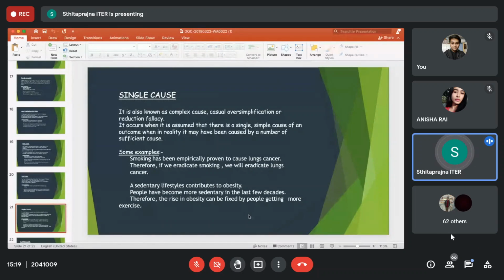Only because of sedentary lifestyles, people don't become obese. There might be many other factors which contribute to the obesity epidemic. This is one cause. So this is called causal oversimplification or reduction fallacy, when we reduce the entire evidence or the entire argument to one cause only, without considering the other simultaneous causes. That's single cause, causal oversimplification, or reduction fallacy.